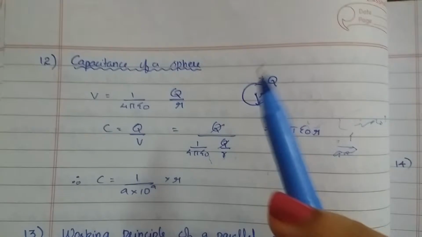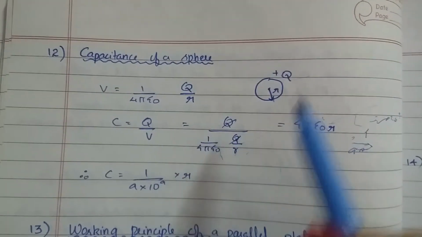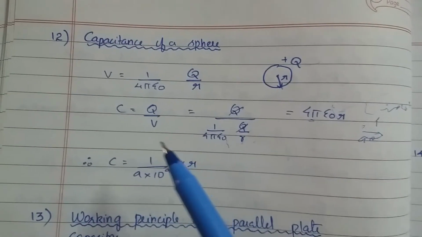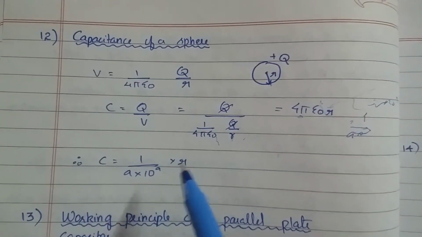This is how you find the capacitance of a sphere. This might be asked in a numerical, so just note down this value. The capacitance of a sphere is 1 by 9 into 10 raised to 9 into R.